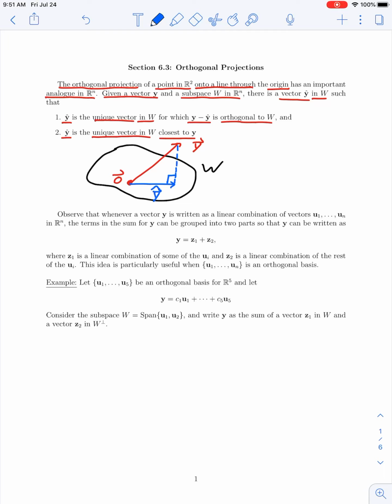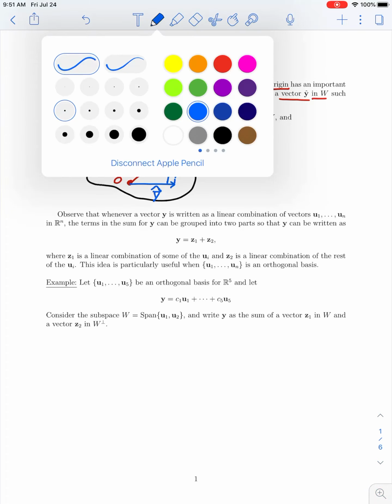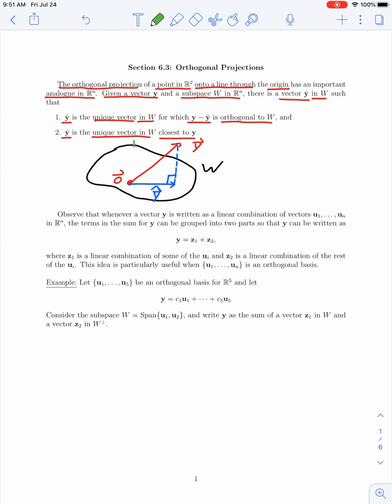And the vector which is the difference of these, so that is the vector which we might call z, or y minus y hat, is the vector such that this difference is orthogonal to y hat. And we can see that that same vector would be shown here.